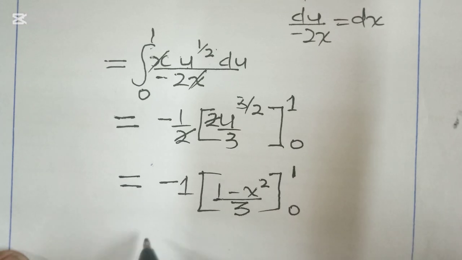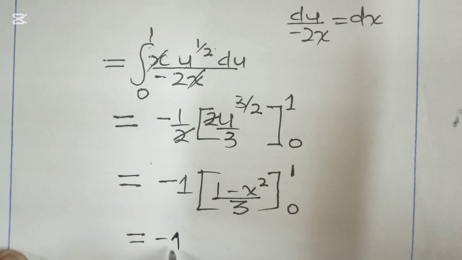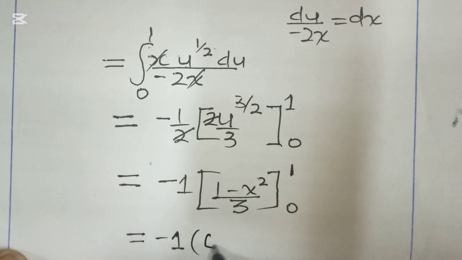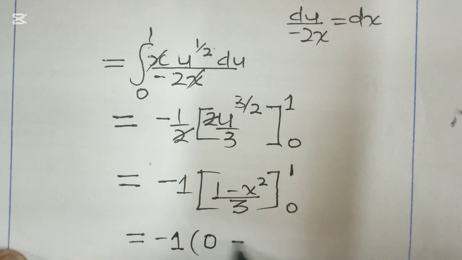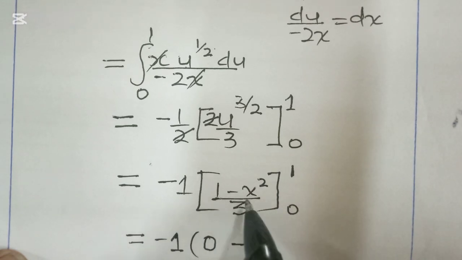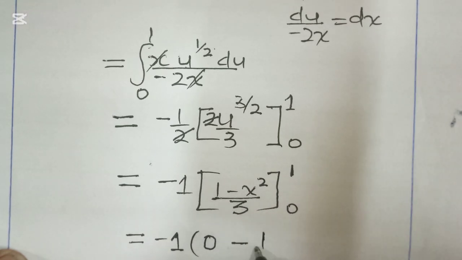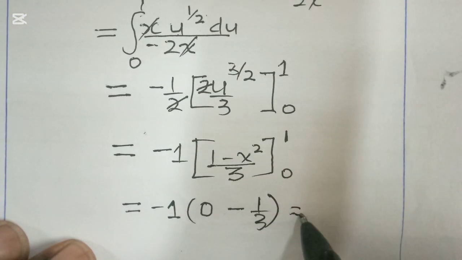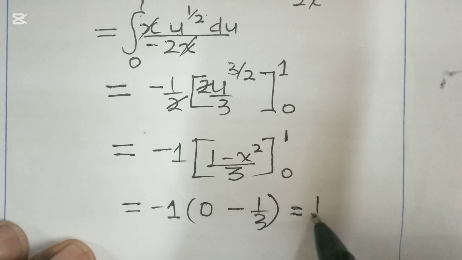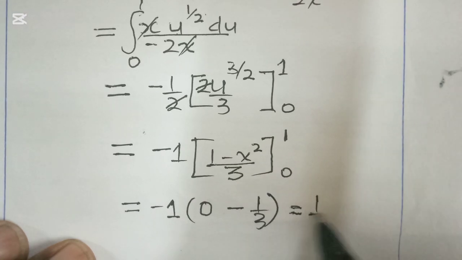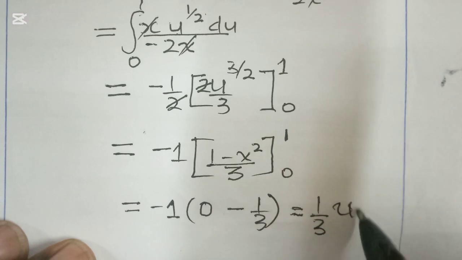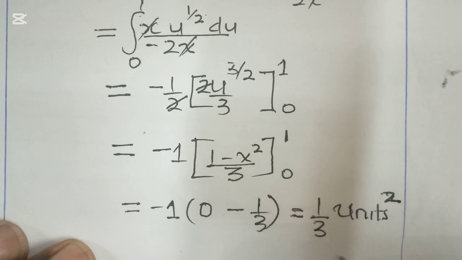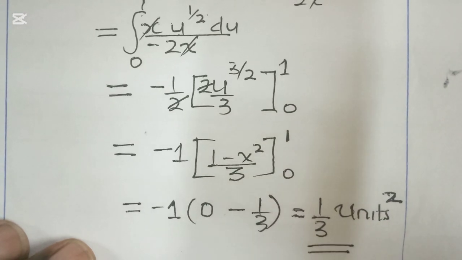So this is going to give us negative 1. If we put 1, guys, this is going to be 0. So we'll have 0 minus, now we put 0. If we put 0, we are going to have a third, like that. And so therefore, guys, our solution then is going to be a third unit square. Guys, we can also even leave it like that. So that is our area, guys.